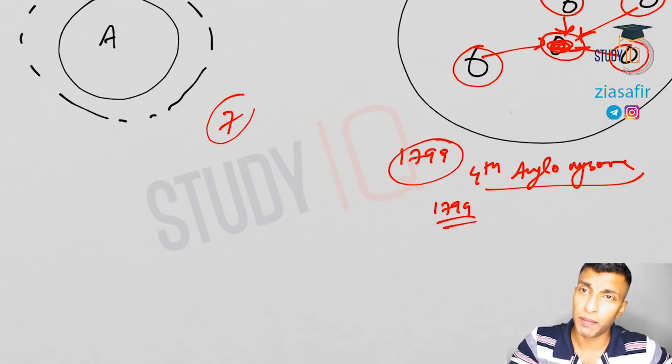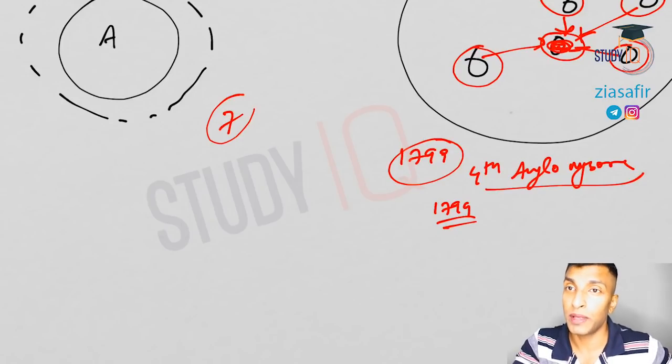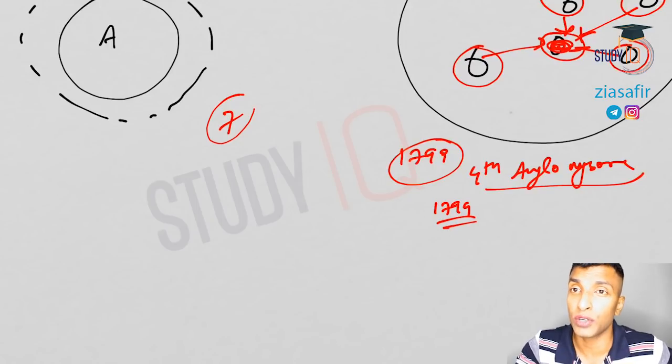So that's the second point. Third point, if you sign this treaty, an English resident had to be kept in the capital of that local state which is signing the treaty, and the entire expenditure of that English resident had to be taken care of by the local king, including his food, clothing, the guards, soldiers, every expenditure. So these are three conditions.